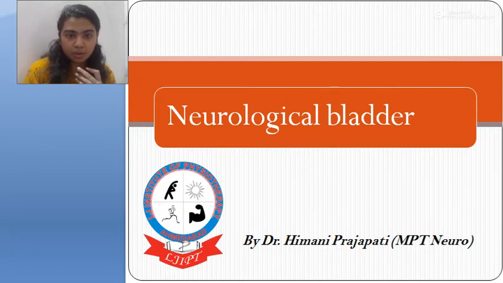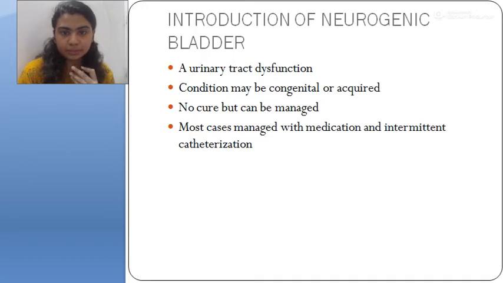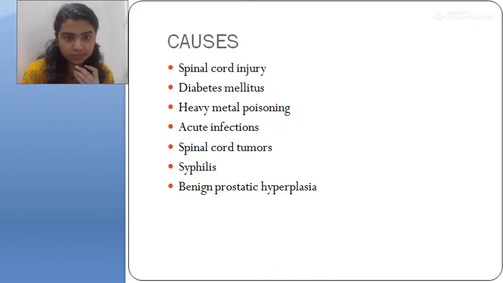So let's talk about neurological bladder. I'm not going into detail about the anatomy of the bladder, but starting with the introduction, it can be because of urinary tract dysfunction. The condition may be congenital or acquired. It has no cure, but it can be managed. Most cases are managed with medication and intermittent catheterization.